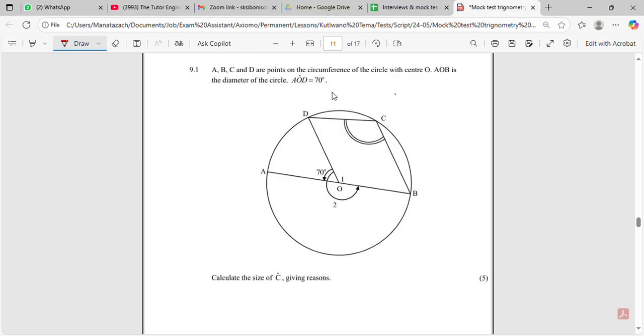So if you have a question like this in Euclidean geometry, it's always better to just simplify the question first and understand it much better. Then it's going to be easier for you to come up with a solution. So let's have a look.